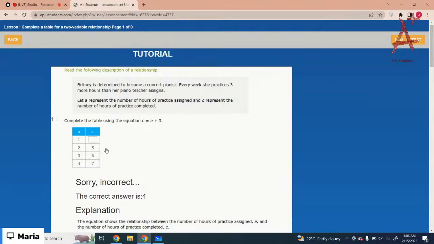Got it? The missing value is for A equals 1. You have to calculate the missing value of C when A equals 1. Just replace A with the value in the equation. The equation is C equals A plus 3 and A is 1. So 1 plus 3 equals 4. That means the missing value is 4. When A equals 1, the value of C is 4. Got it?